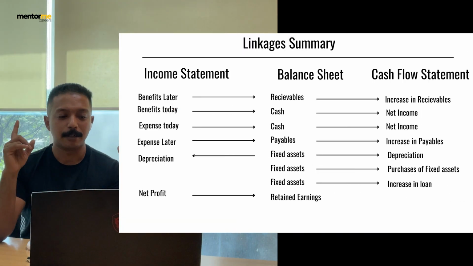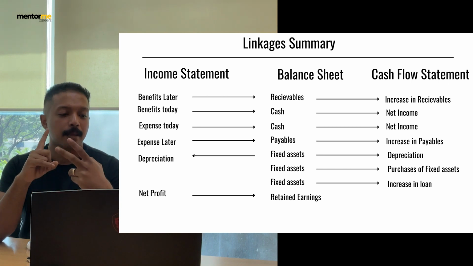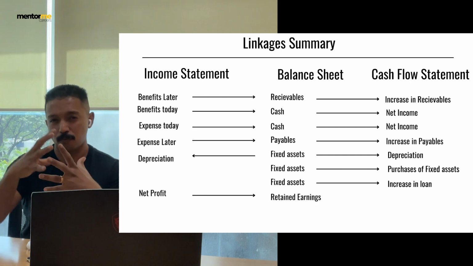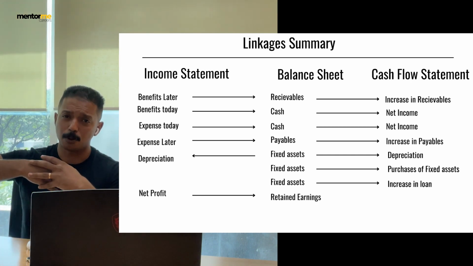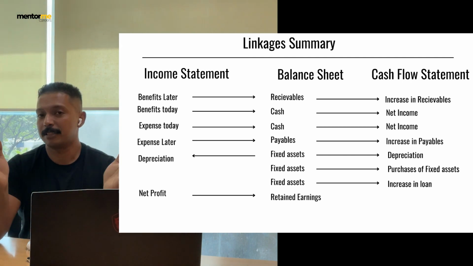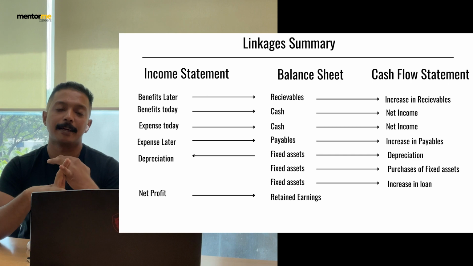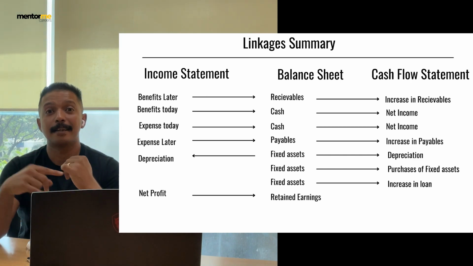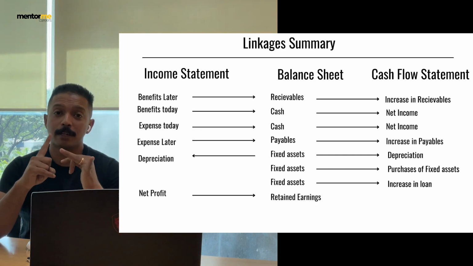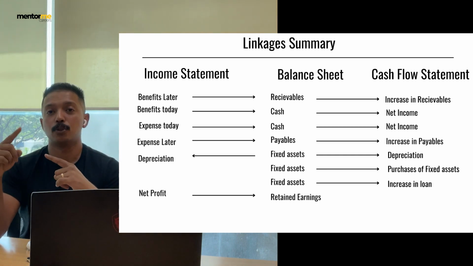So let's summarize these three effects, right? In terms of income statement, balance sheet, and cash flow, the best way of looking at the linkages between the three financial statements is to just categorize benefits today, benefits later, expense today, expense later, depreciation for assets which you're purchasing, which are going to be used for many years, and net profit. So if benefits later, which means revenue later, it is creating an asset account in receivables, and that is a negative effect on the cash flow statement. Similarly, if you're talking about benefits today, then your cash is increasing and so is your net income.